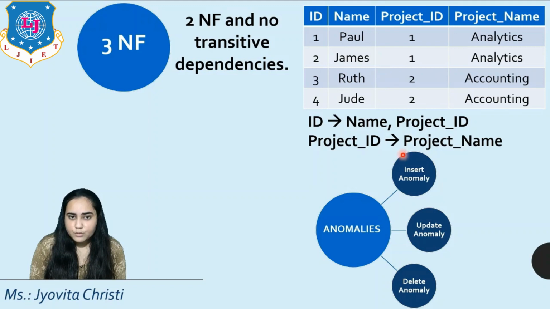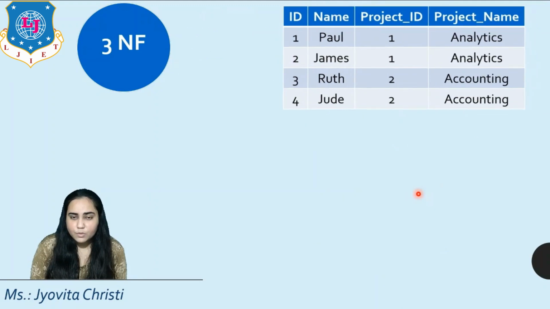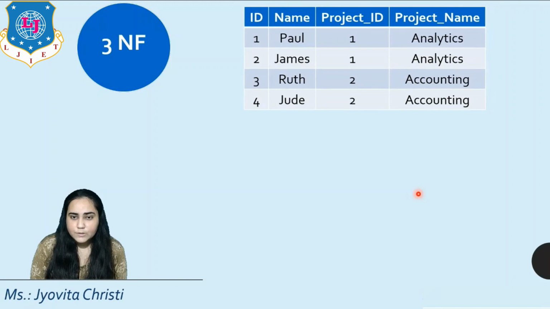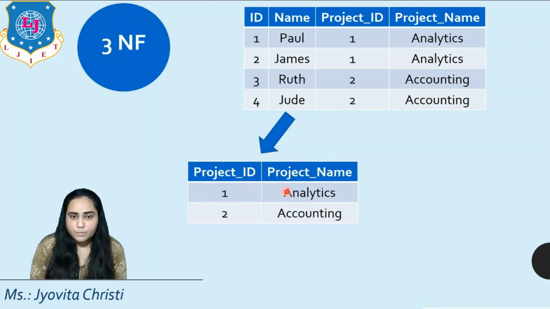Because of the transitive dependencies, this table is also not in the third normal form. And to bring it into the third normal form, of course, what we need to do is to split it into parts, or to decompose it. The first part that we can make is the project ID and project name. This is the first part.